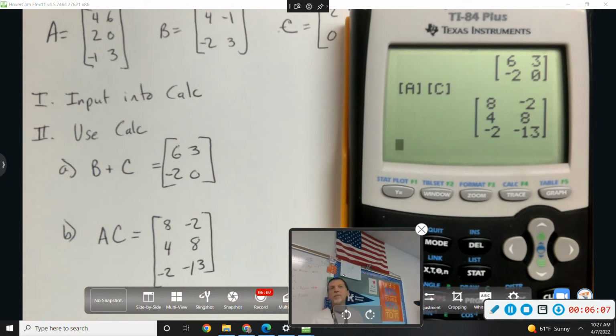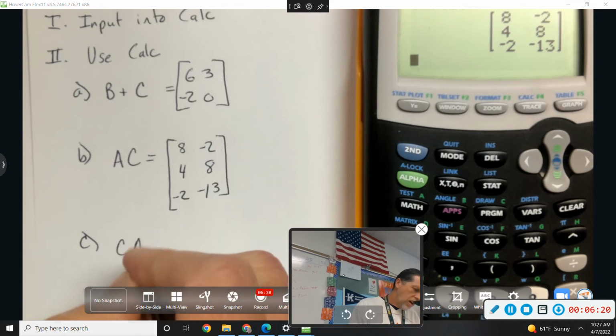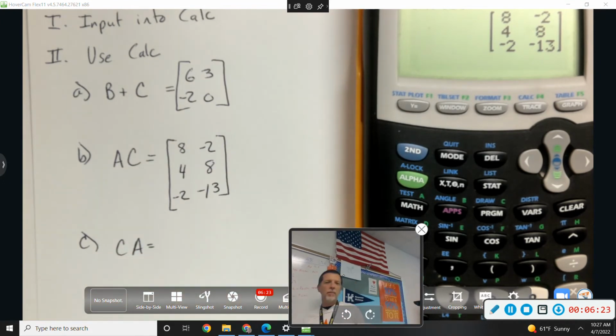Now, multiplying by hand is harder because it's a row by column thing. We're not even going to worry about it. We'll let the calculator do it. All right, why don't you try C times A? See what you get.